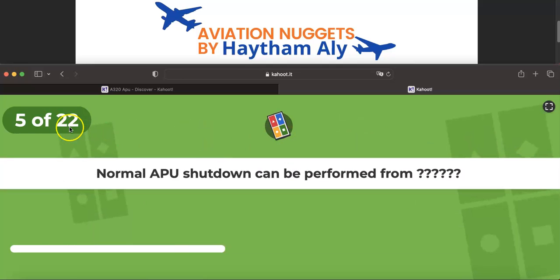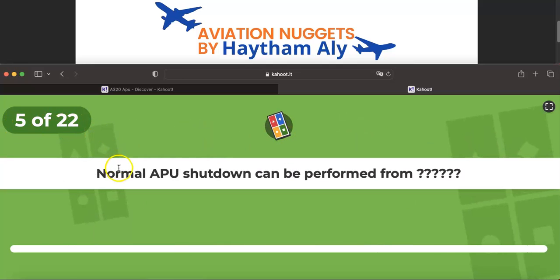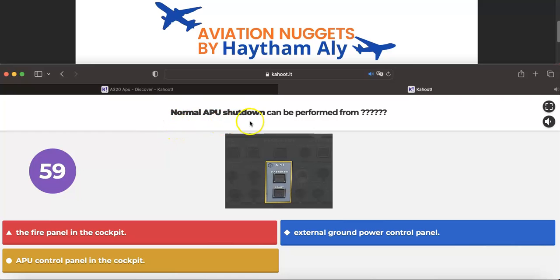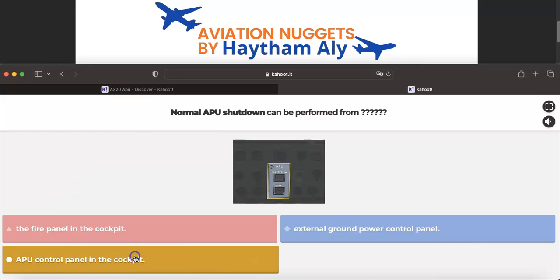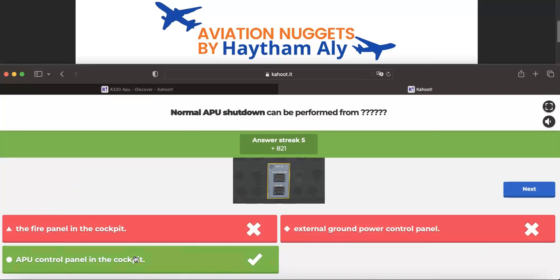Okay, everybody. Let's proceed. Next question, question 5 of 22. Normal APU shutdown can be performed from the fire panel in the cockpit, external ground power control panel, or APU control panel in the cockpit. Okay, it is a normal APU shutdown, so it is only initiated from the APU control panel in the cockpit.